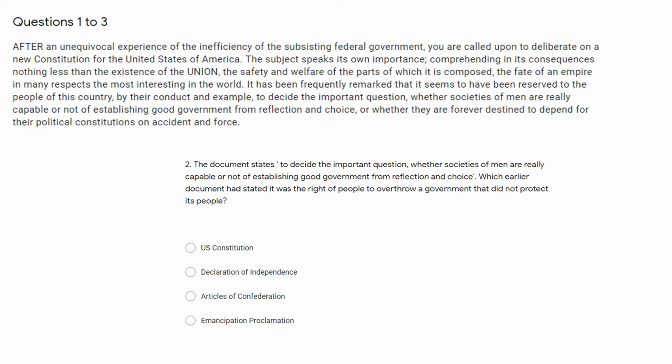Question 2. The document states, to decide the important question whether societies of men are really capable or not of establishing good government from reflection and choice. Now this comes from the passage. Okay. It has frequently been remarked that it seems to have been reserved to the people of this country by their conduct and example to decide the important question whether societies of men are really capable or not of establishing good government from reflection or choice. Now the question is, which earlier document, so which document before this, had stated it was the right of people to overthrow a government that did not protect its people?